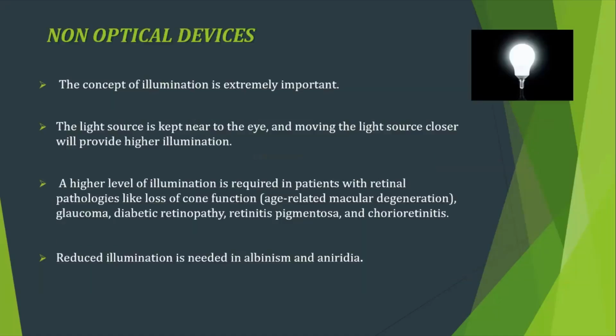Non-optic devices: the first thing is you have to improve the illumination of the system, because most of the patients will have low contrast. So you have to improve the illumination, whatever magnifier you are giving, or even the whole room; everything should be brightened. But in patients with albinism or aniridia, you should avoid light.